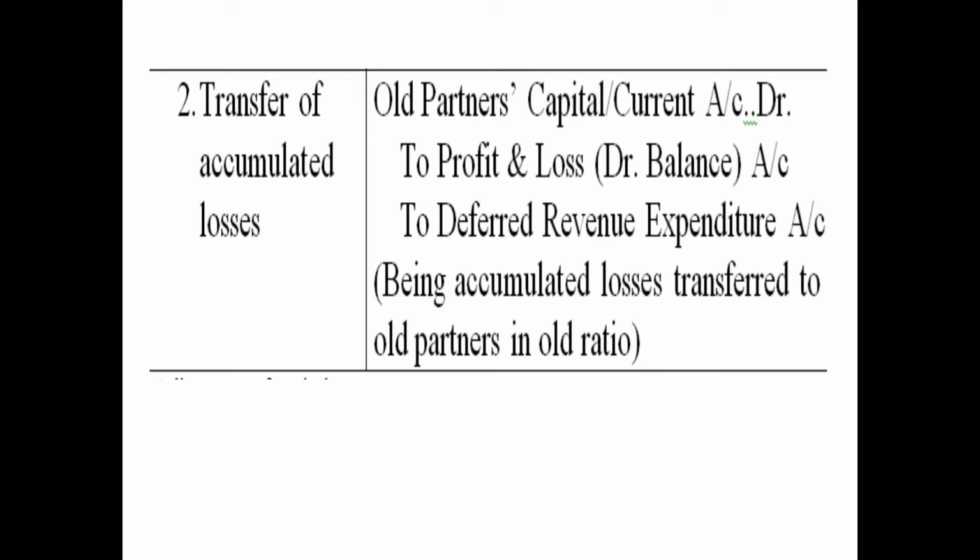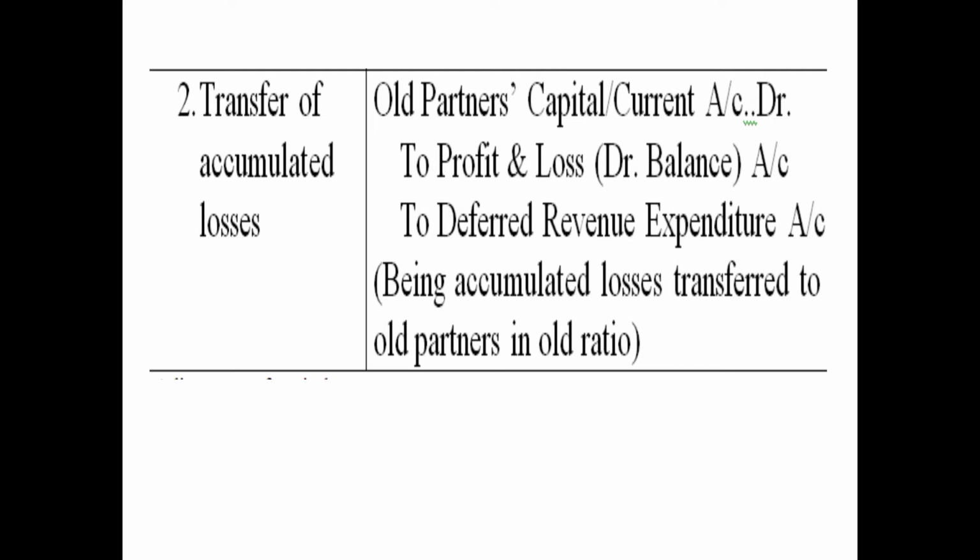So the entry for transfer of accumulated losses will be old partners' capital or current account debited to profit and loss account. And profit and loss, which balance? Debit balance. As I was telling you before, if there is a credit balance of profit and loss account, that means it is an accumulated profit. But if it is a debit balance of profit and loss account, then it is an accumulated loss. To deferred revenue expenditure account, then deferred revenue expenditure is also a kind of accumulated loss.